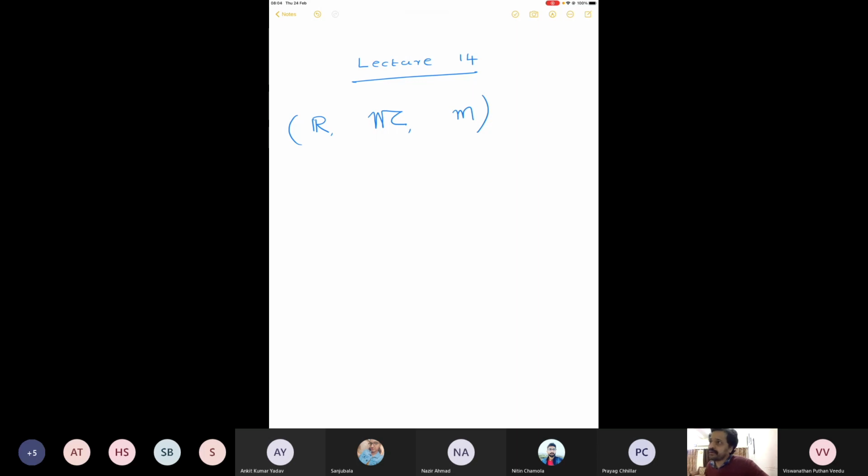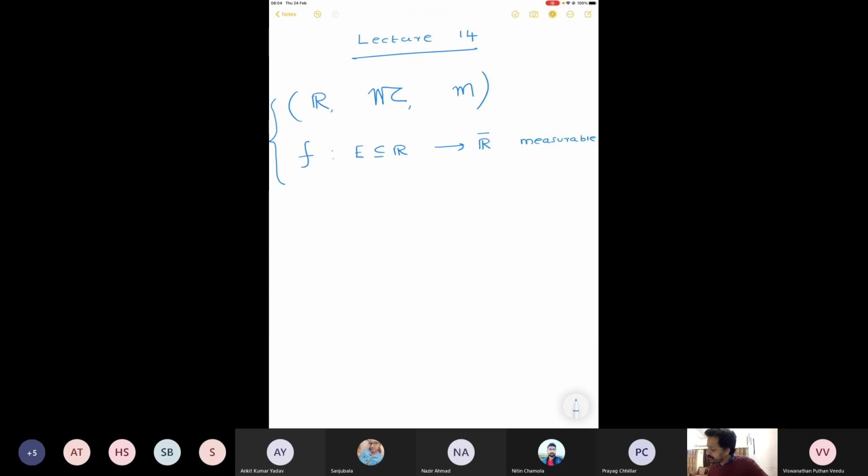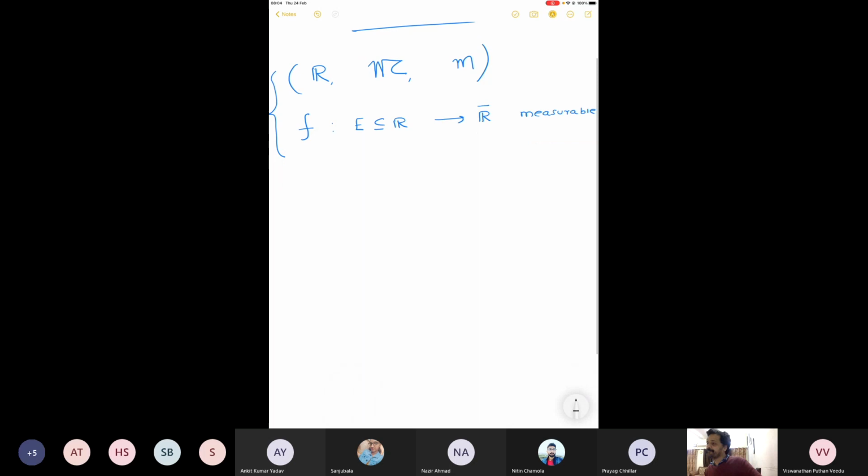And you have the notion of measurable functions. f from E subset of R to R, measurable, or even R extended measurable. So these two things you should keep in mind as background material needed to start the integration theory.